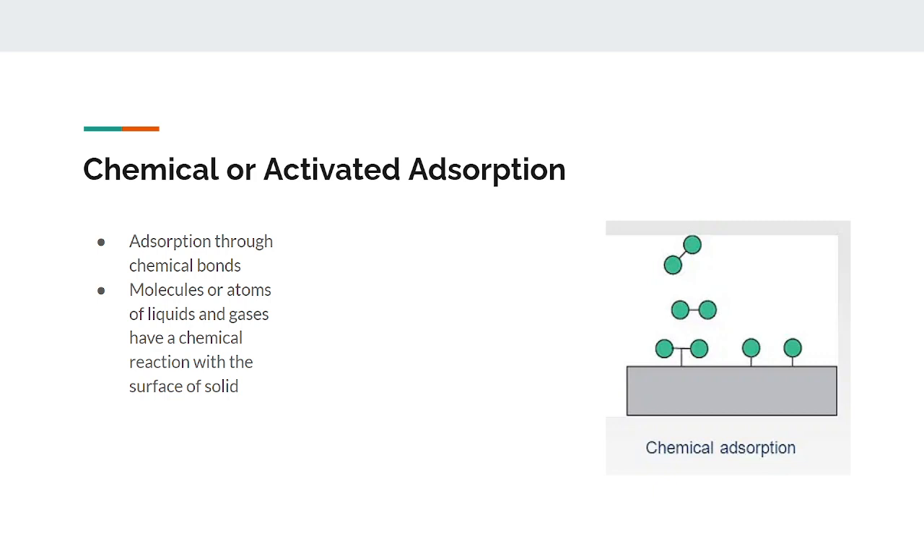So in chemical adsorption, the molecules or atoms that are sticking to the surface undergo a chemical reaction with the atoms or ions of the solid surface. This typically involves the sharing or transfer of electrons between the adsorbate and the adsorbent, resulting, as a result of these chemical bonds forming, in the adsorbate becoming strongly bound to the surface.